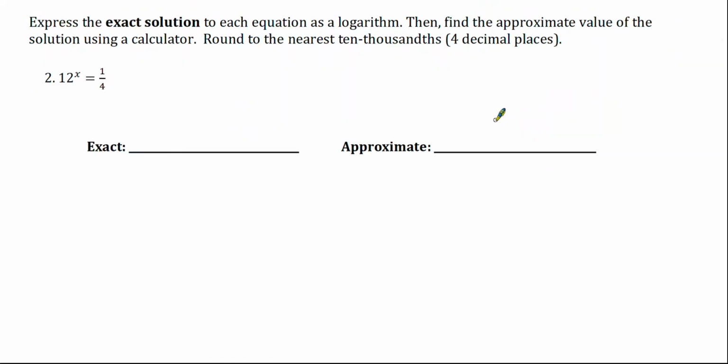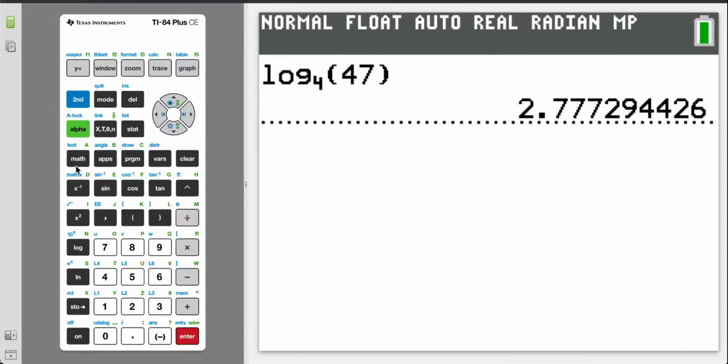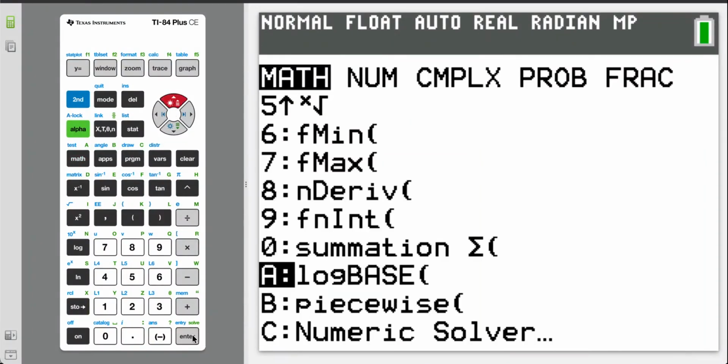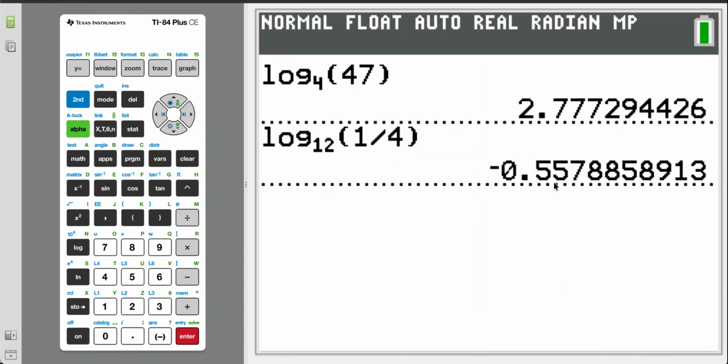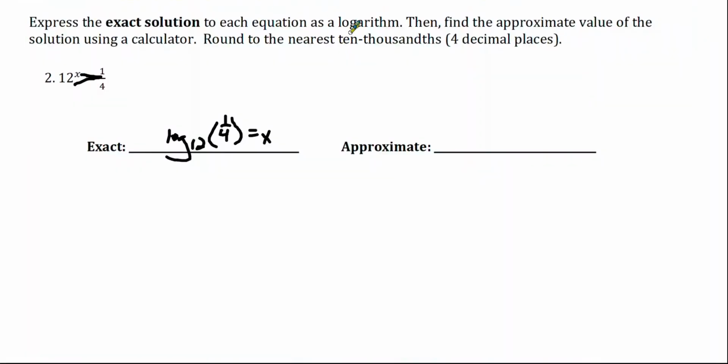So we just want to do the same thing for the next 3 problems, right? Start by rewriting it as a log. So the base of the exponential will be the base of the log. So this will be log base 12 of 1/4 equals x. So that's my exact answer. My approximate answer then, well, I can just put log base 12 of 1/4 into the calculator. So math, scroll up to log base. So log base 12 of 1/4 gets me negative 0.5579 if I round that to 4 decimal places.